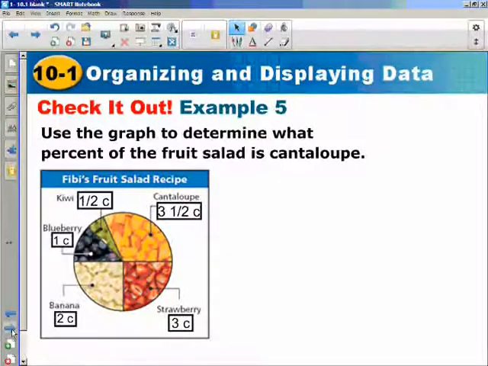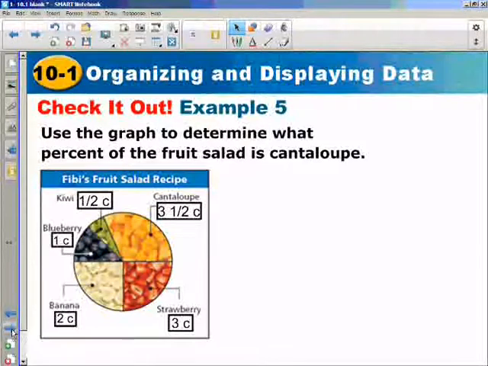Once you try this one on your own, read it and hit pause, see how this goes. I'll give you a hint. To find the percent of the fruit salad that is cantaloupe, you're going to want to know the total amount of ingredients and compare that to the amount of cantaloupe used.